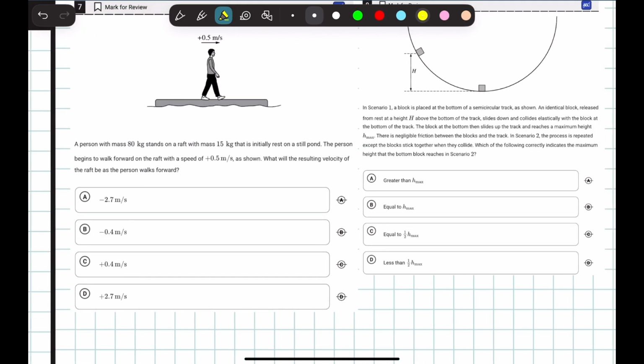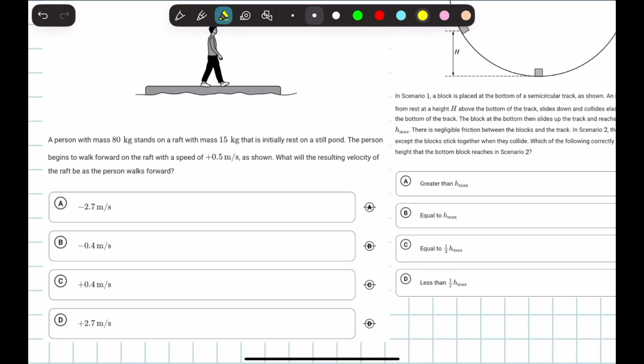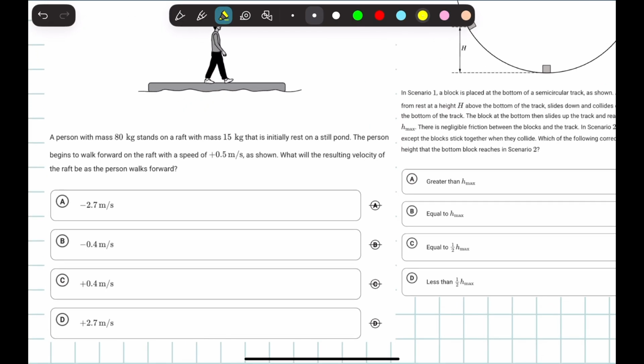A person with a mass of 80 kilograms stands on a raft with a mass of 15 kilograms that is initially at rest on a still pond. The person begins to walk forward on the raft with a speed of 5 meters per second as shown. What will the resulting velocity of the raft be as the person walks forward?